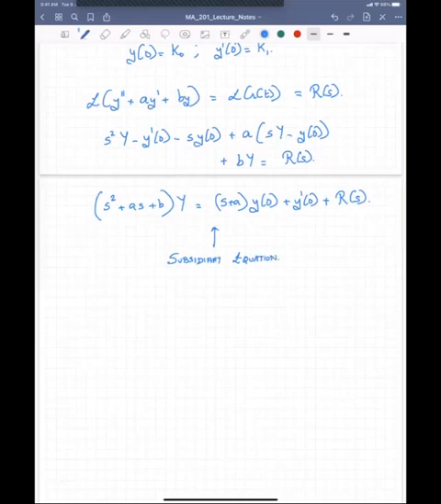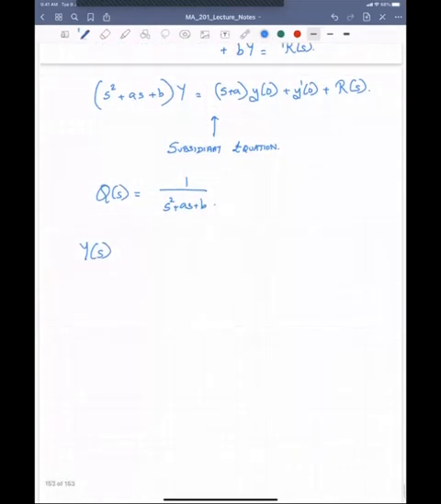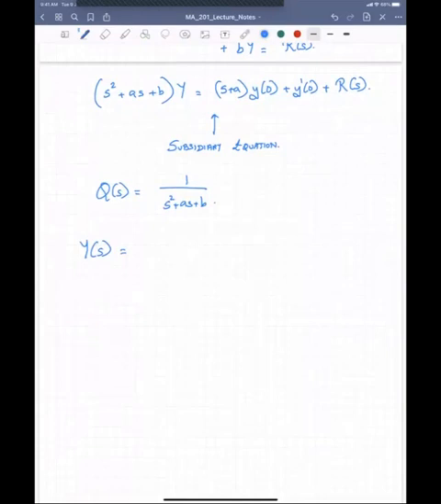Okay, so all one has to do now is get an equation for capital Y. This is an algebraic equation. I can divide both sides by s squared plus a s plus b with impunity. So I'll call this Q of s. Q of s is 1 over s squared plus a s plus b. So multiplying both sides of this equation with Q of s, I get the Laplace transform of the function that I'm looking for is s plus a times y of 0 plus y prime of 0, times Q, plus R of s times Q of s.